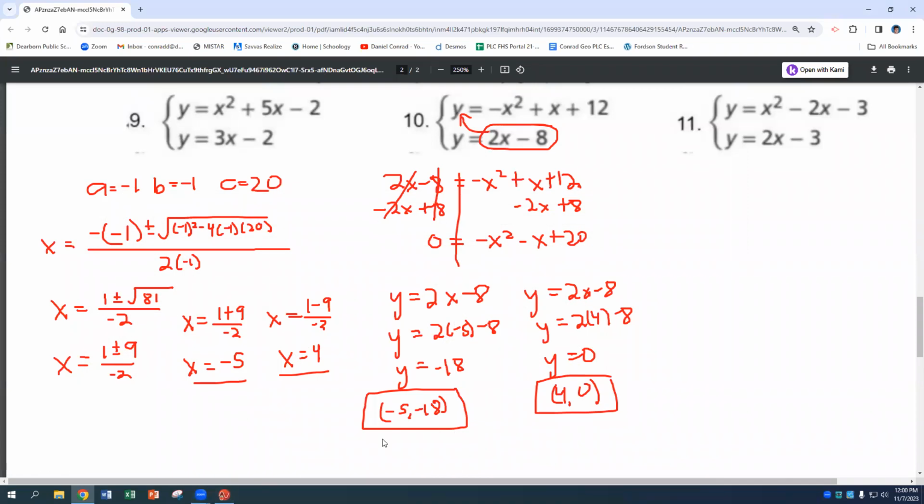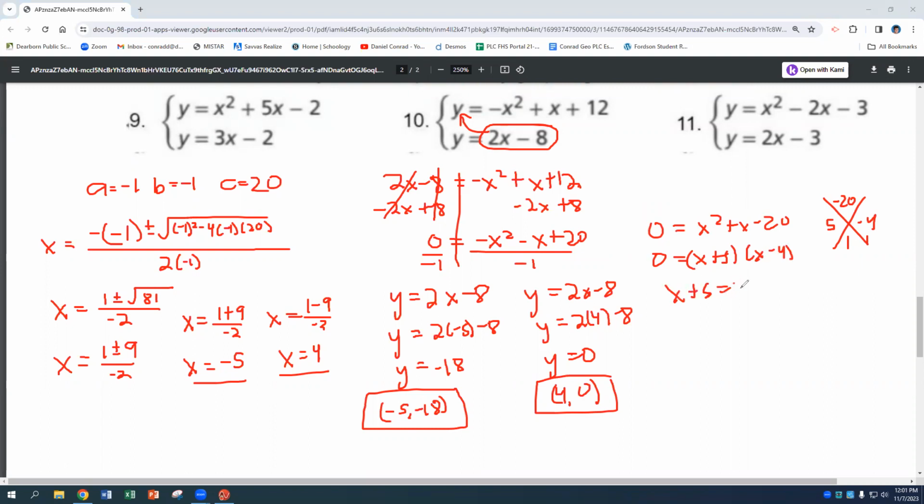Okay, if you factored, you could have divided everything by negative 1. So you get 0 equals x squared plus x minus 20. Then you need two numbers that multiply to negative 20 and add to 1. That would have been 5 and negative 4. Right, so you get x plus 5, x minus 4. And then you set them equal to 0. You get x equals negative 5 and x equals 4, right? Which is exactly what we got over here. Okay, and then you would plug them in, find the coordinates.